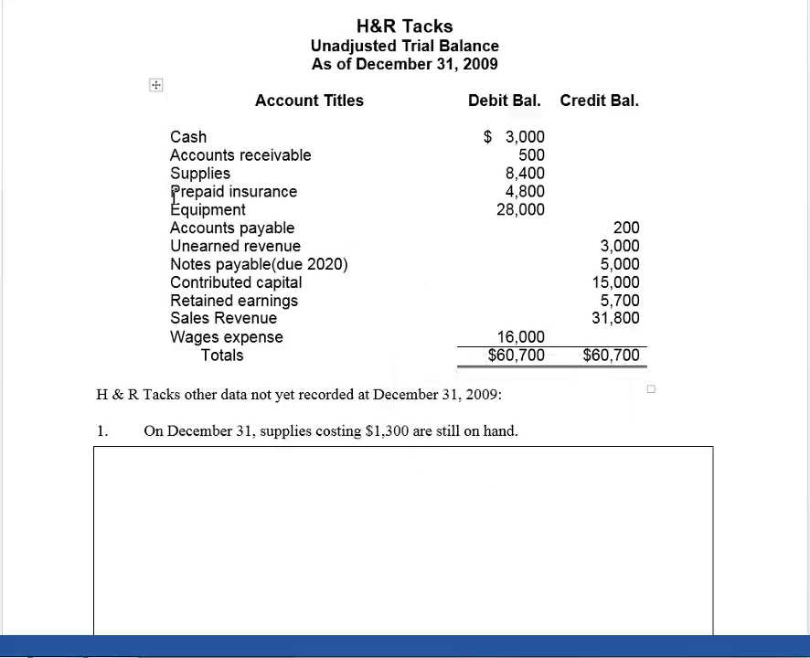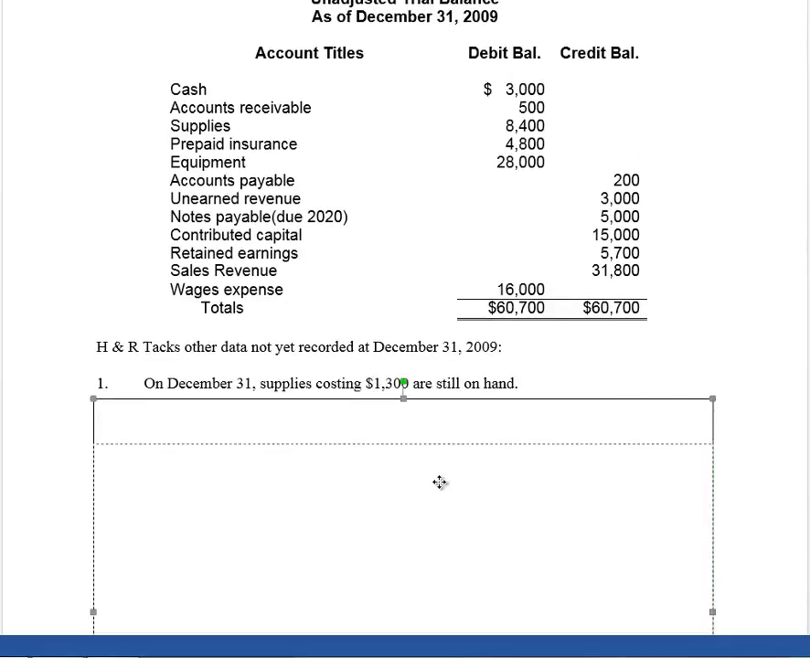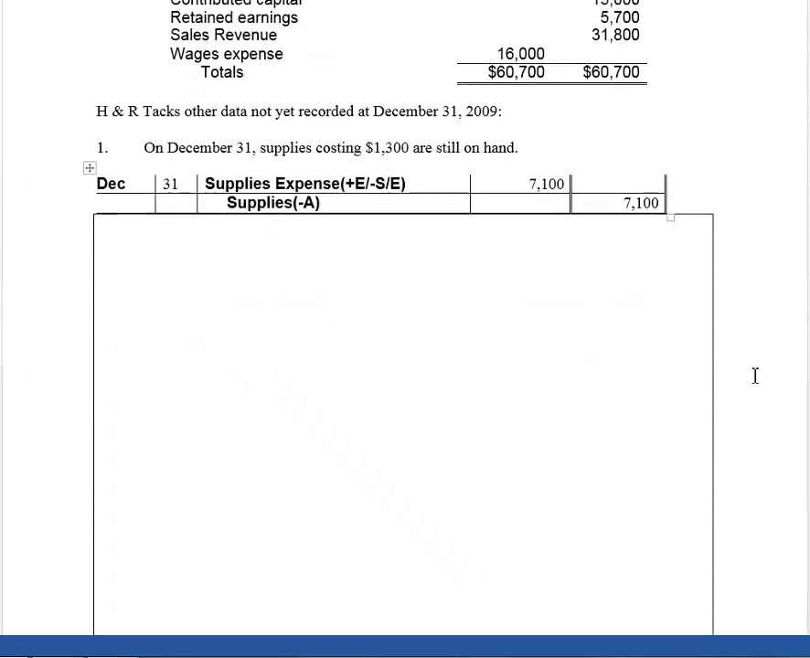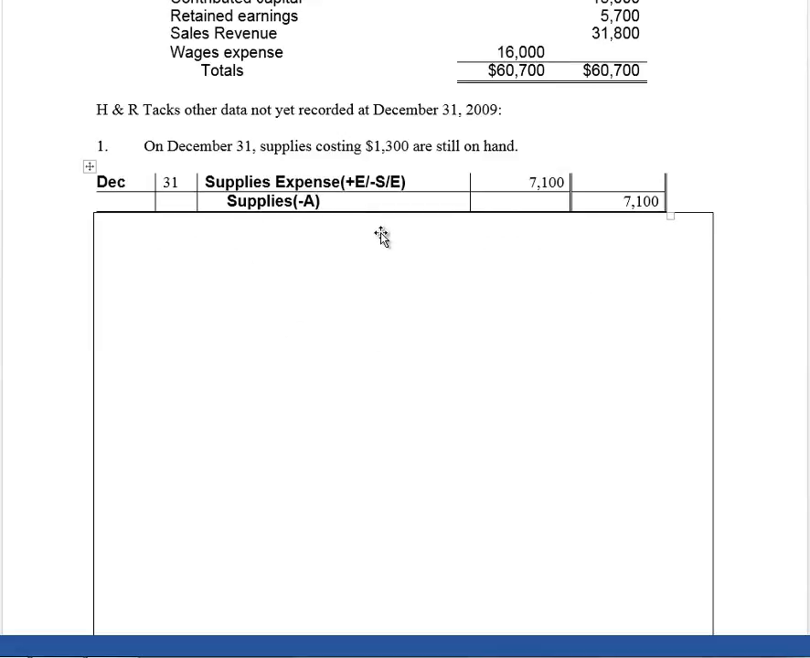So we have to make an adjusting entry to adjust the balance of supplies downward so that the ending balance is $1,300. Well, anytime you use up an asset, you have to book an expense. It's a cost of doing business. That's why you bought the supplies in the first place. You're going to use them to carry out your day-to-day business activities. So when you use up the asset known as supplies, you have to charge it off, or debit a supplies expense account. But for how much? Well, for $7,100. So I'm going to debit supplies expense on December the 31st and credit my supplies account.